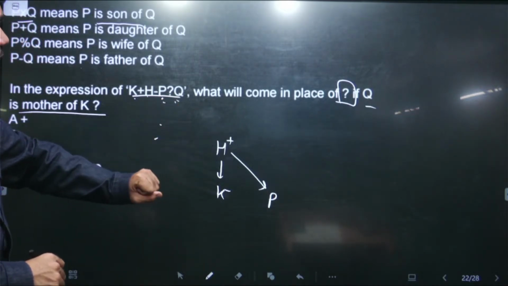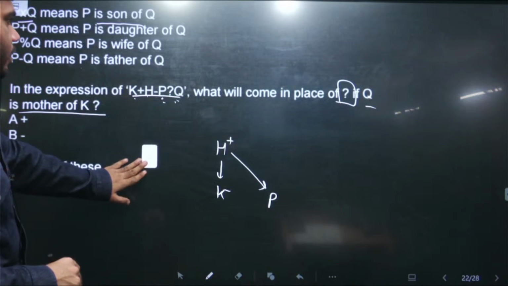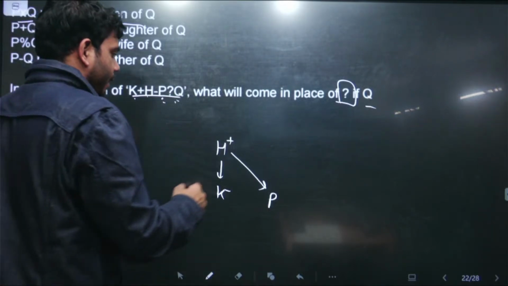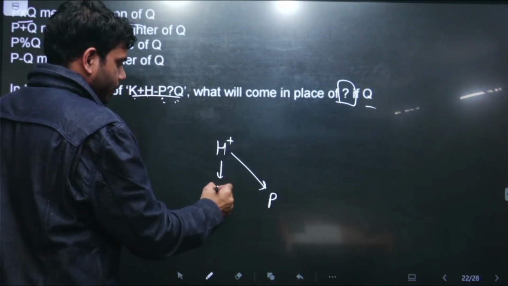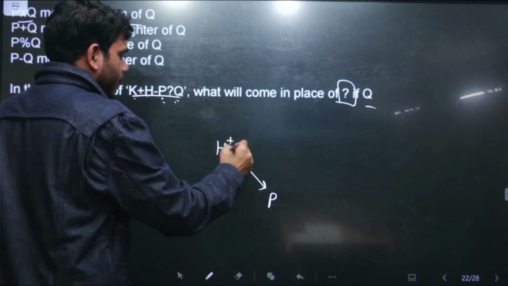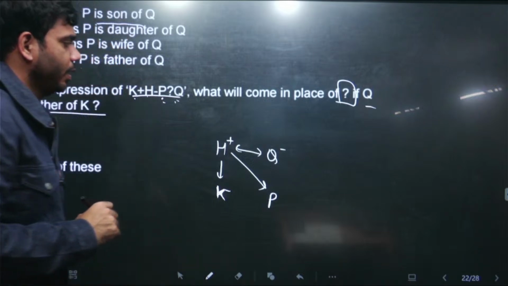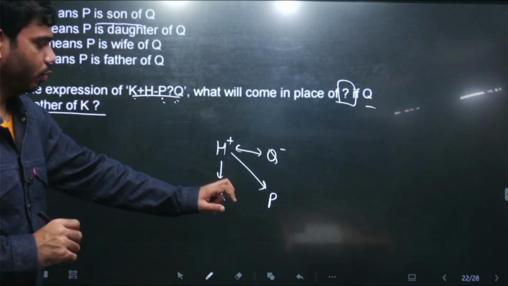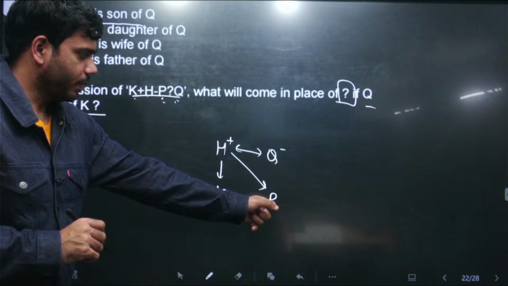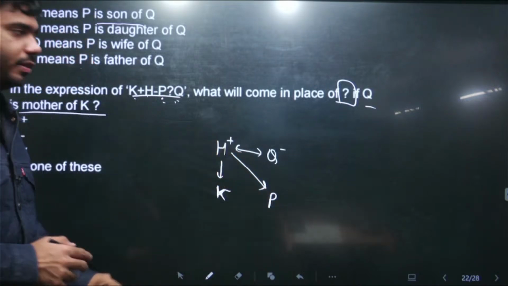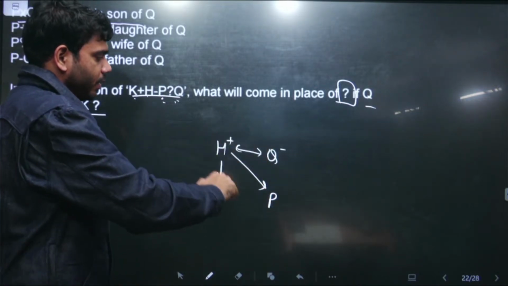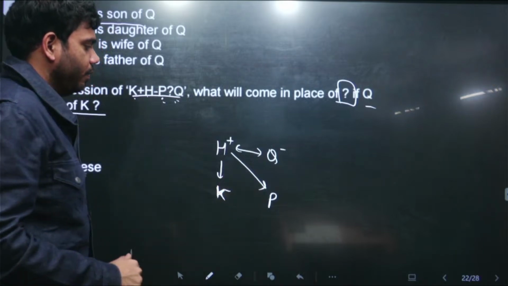Now we need to find the relation of P and Q such that Q is the mother of K. Q should be the mother of K. It means it should be like this. Q should be the wife of H, and then Q will be the mother of K and also the mother of P. So it became simple here. These four people are there. These are husband and wife, and these are the two children. And we don't know the gender of P.